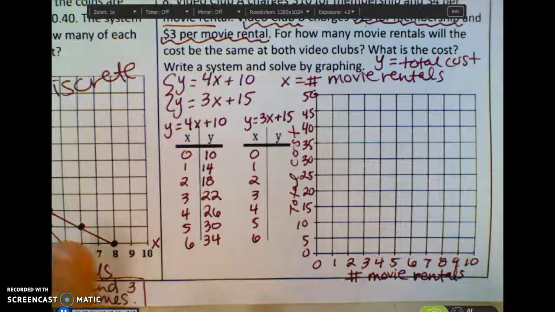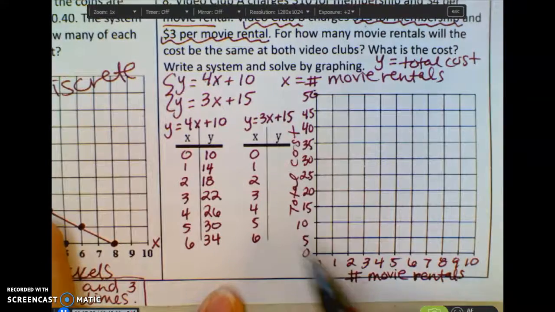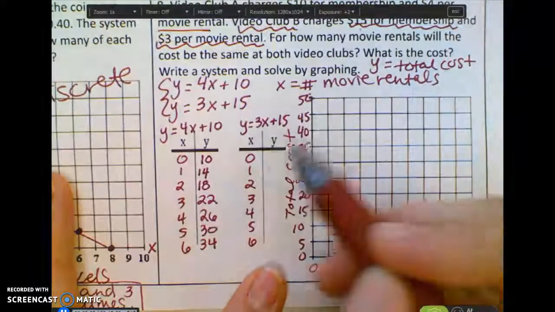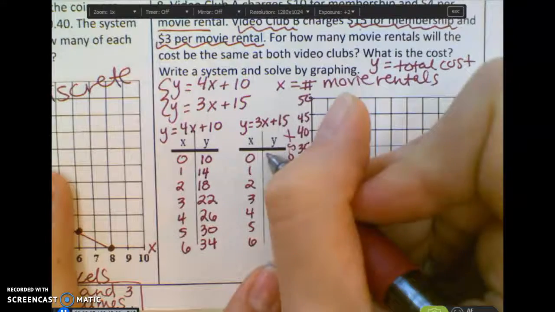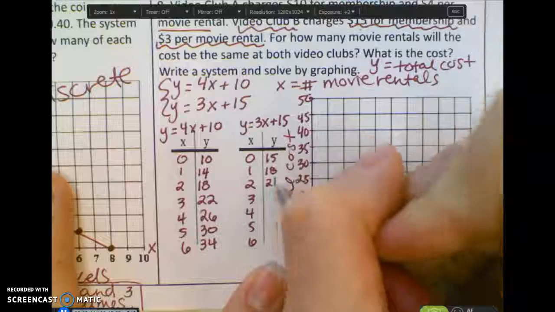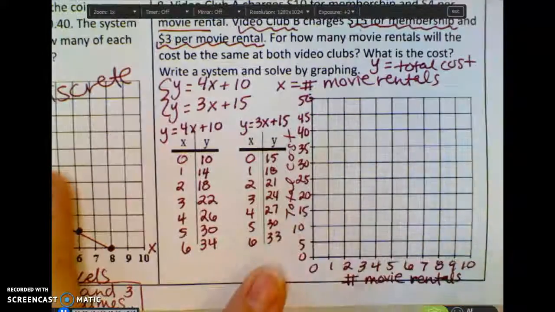I want you to go ahead and pause the video, fill in this column of y's, and then go ahead and graph it and try to figure out what the solution is. All right, let's do it together. So now that you've done it, check your answers with me. If I plug in 0, I'm going to get 15, and then 18, 21, 24, 27, 30, 33.